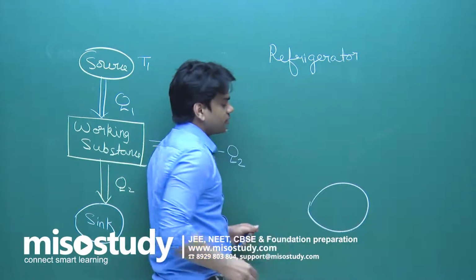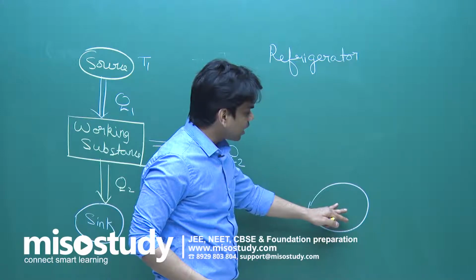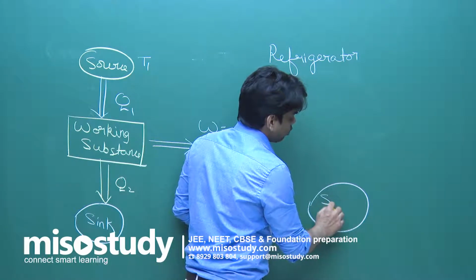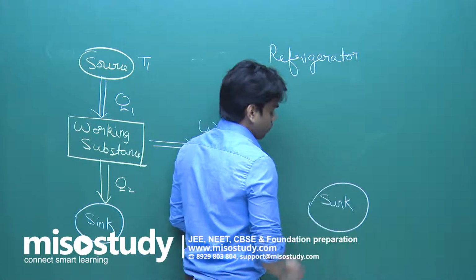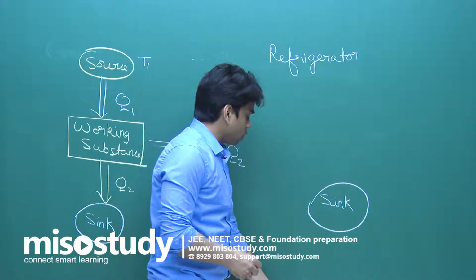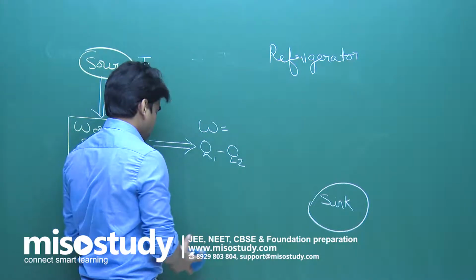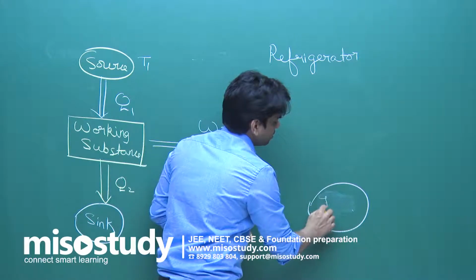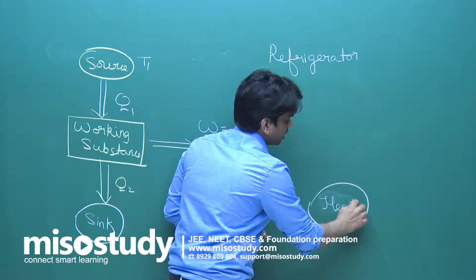Suppose we have this, this is actually where the heat energy has to be taken from. So let me take this as the sink, from where heat energy will be taken. So let me go ahead and mark here, and let's say this is the heat absorber.